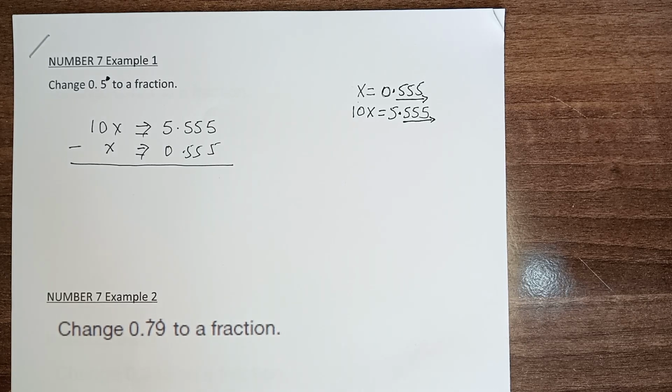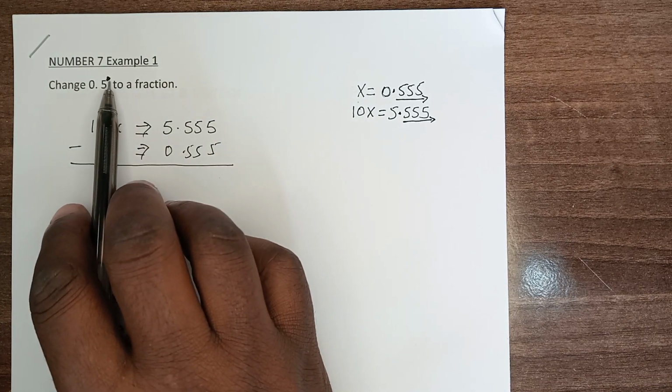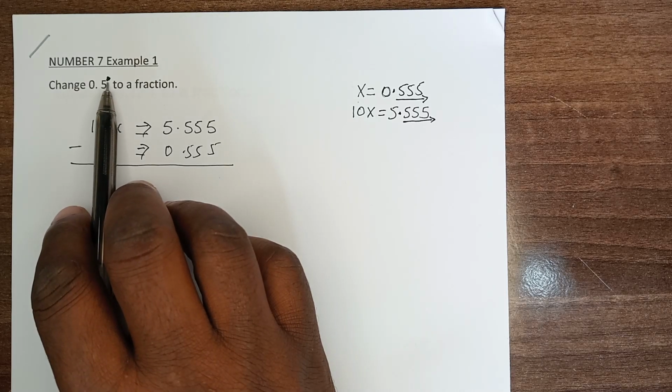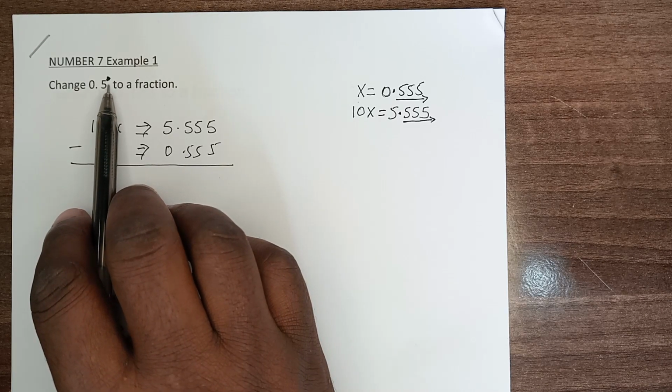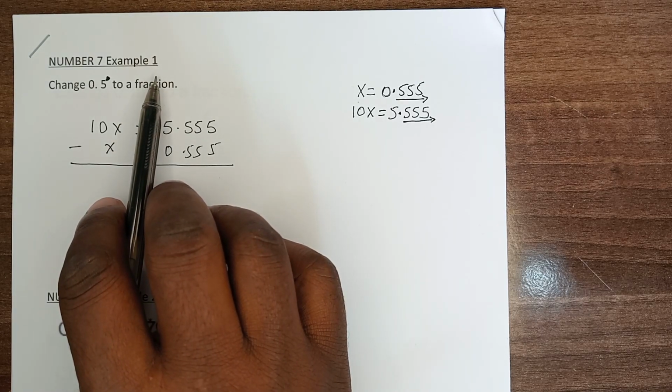In this video we just want to explain example 1 of number 7, which has something to do with changing recurring decimals to fractions. The question at hand is: change 0.5 with a dot on top to a fraction. The dot is on top of the 5, which means 5 is recurring. And I want to explain the steps.